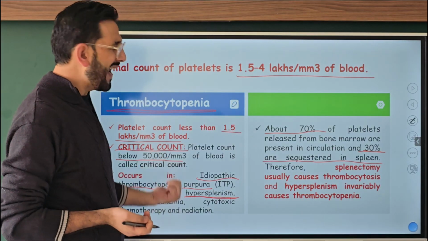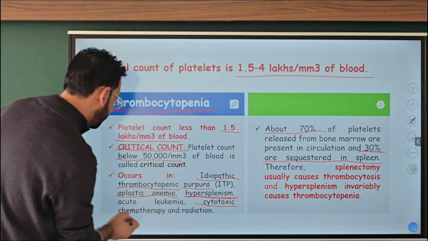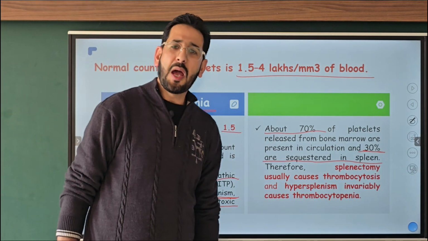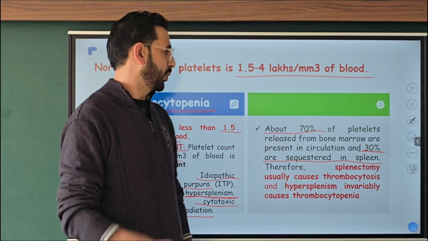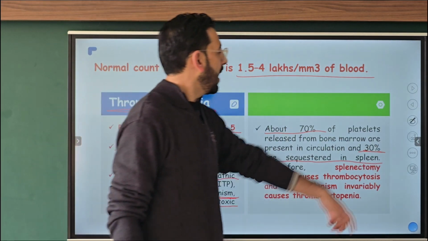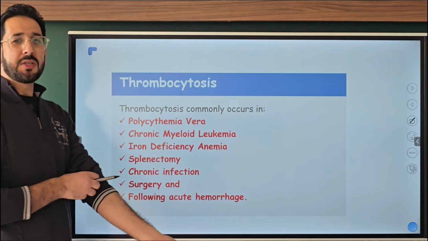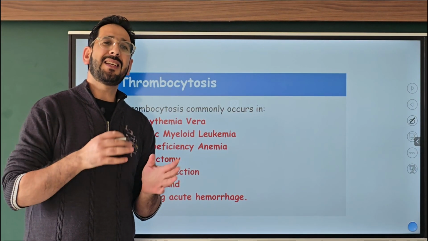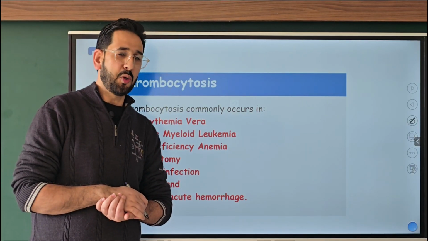Okay, and definitely because of cytotoxic chemotherapy and radiations, there will be depression in the bone marrow that will lead to the decreased production of platelets and that will lead to thrombocytopenia. Okay, now the last slide we have is thrombocytosis. Now thrombocytosis is the increased platelet count. It is more than 4.5 lakhs per cubic millimeter.